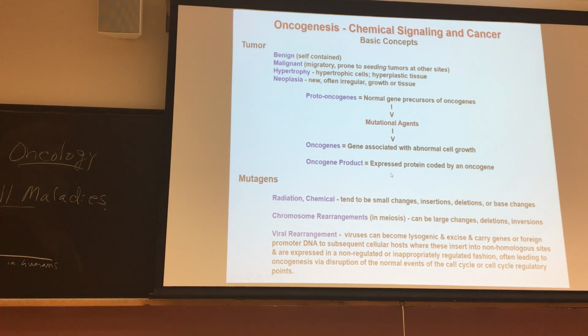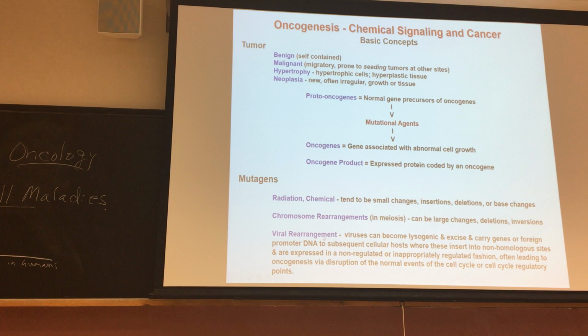The ones that often make the biggest difference, and that come into play in cancers that are passed on from generation to generation, are chromosomal rearrangements, where one chromosome during meiosis has a segment of it transferred to another chromosome. So it's being inappropriately regulated during development and growth. And those can be large changes. They can be deletions or inversions, as well as insertions.